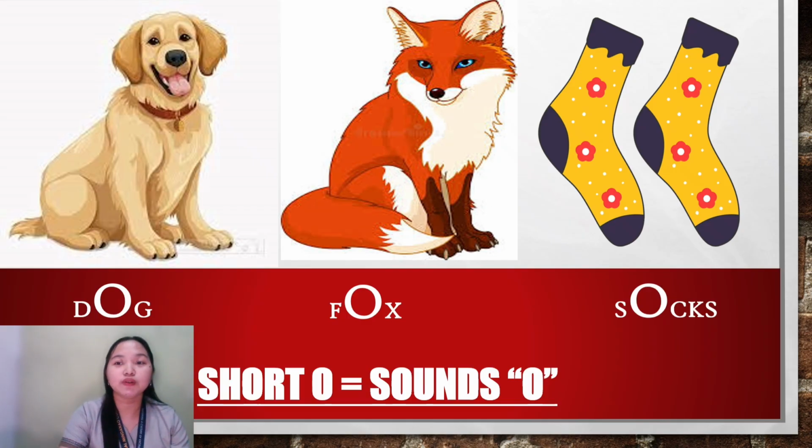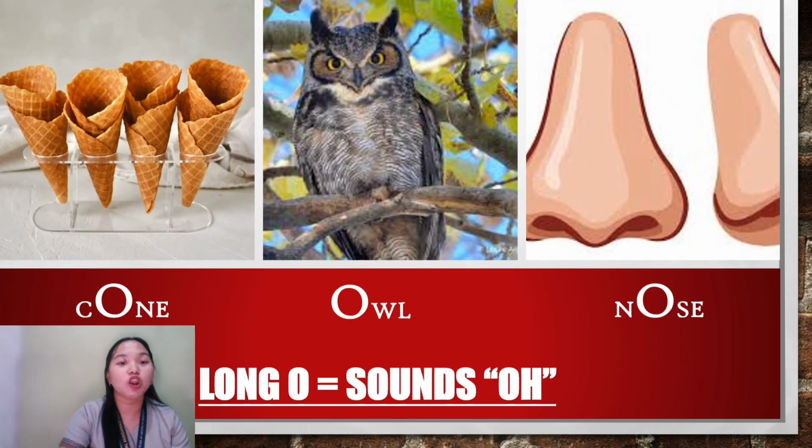So let's go to the long O. Cone, cone. The owl, owl. And the last one is nose, nose. So for the long O, unlike the short O, which sounds direct and quick, like dog, like socks, here you shape your mouth and say cone, cone.